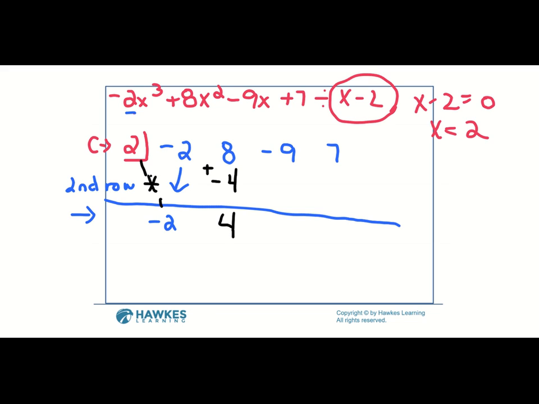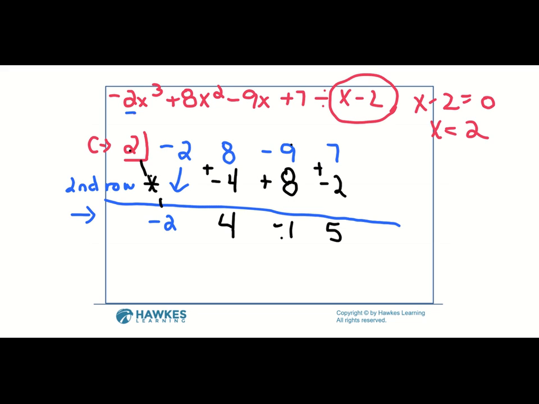Okay, next, do 2 times 4. So you start it over. 2 times 4 is 8. Put it up here. Add those two numbers together, you get a negative 1. Now, 2 times negative 1 is negative 2. Add those two numbers together, and you get a 5. That is it for synthetic division.